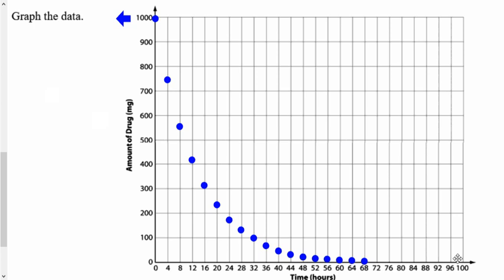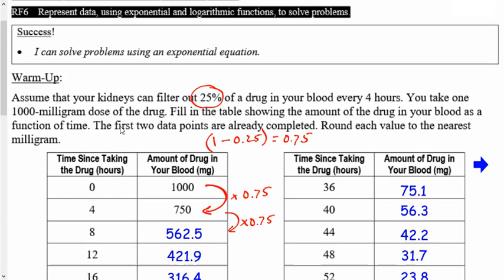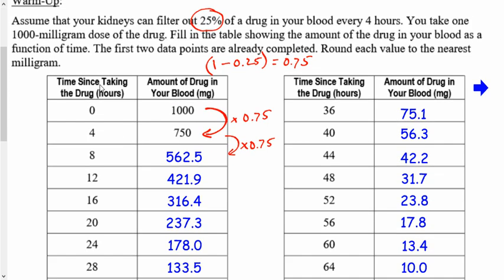Well, we'll talk about that more as we continue on the next page. Question number 1. How many milligrams of the drug are in your body after 2 days? Well, we're looking at 2 days. Notice in our table here, this is a number of hours since taking the drug. 1 day is 24 hours, 2 days will be double that, so 48 hours.